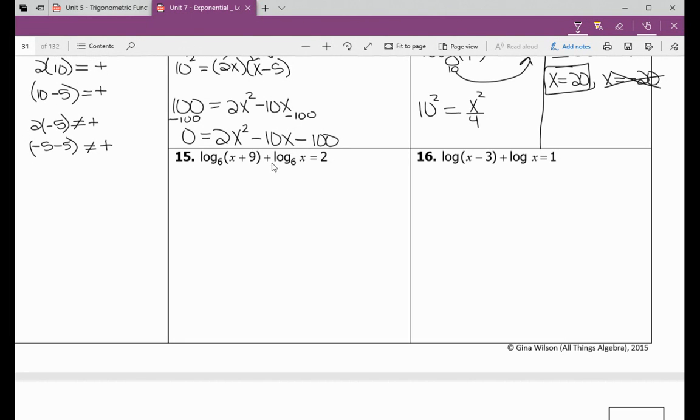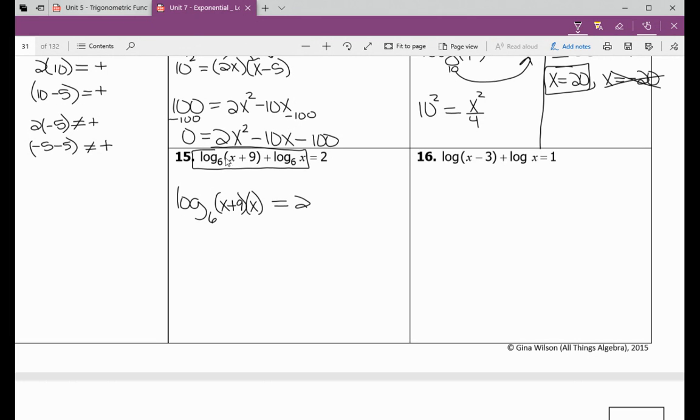I do not have any multipliers out in front of my logarithms, so I do not have to create any exponents. Now, I have a log plus a log. I need to write it as 1 log base 6. Do I multiply the x plus 9 and the x, or do I divide it? When you have a log plus a log, do you multiply them or divide? Multiply. So I'm going to take the x plus 9 and multiply it by the x.